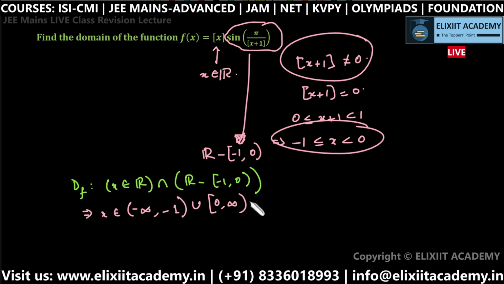We include 0 in this case as the greatest integer of 0, [0], is 0, and 0 multiplied by some oscillating function, sine of something, which takes any value between -1 and 1, is 0 only. So we include 0 in this case. So this is the domain of this function.